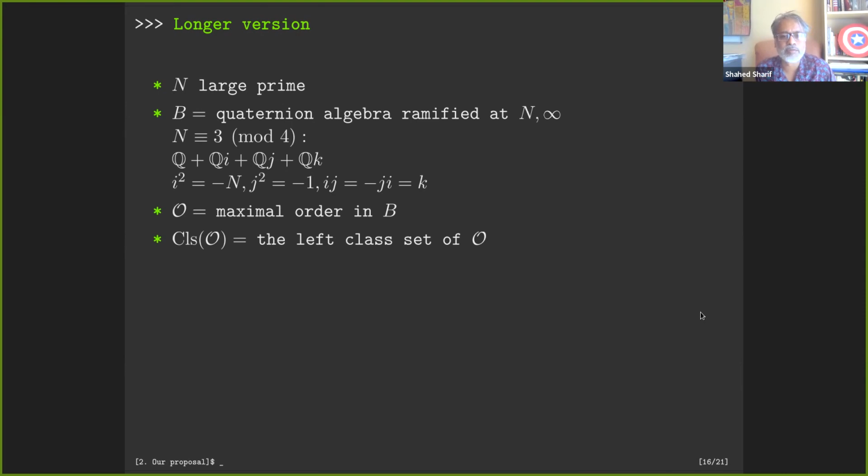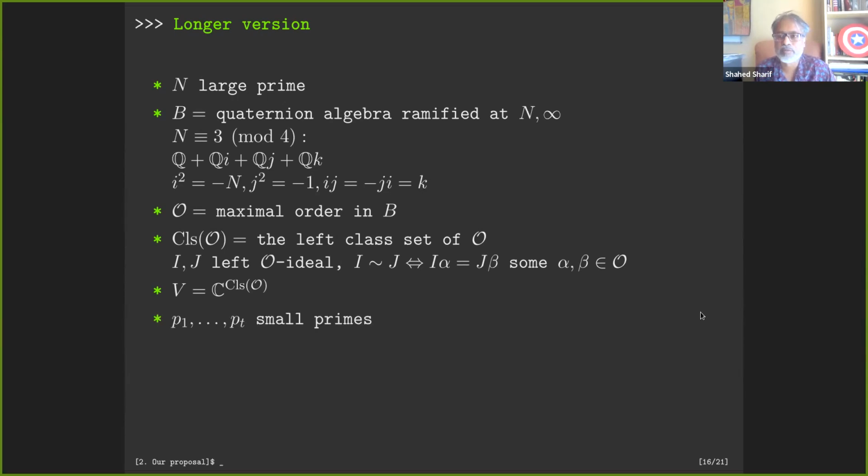And then CLS of O is the left class set of O. So this is like the class group, but because we're in a quaternion algebra, it's not going to be a group, it'll just be a set. So it's just going to be the set of left ideals of O under essentially the equivalence that you would think it would be for class groups, except we only allow multiplication on the right to give equivalence. V is going to be the vector space whose basis elements are exactly the ideal classes in the class set. And then we're going to pick a set of T small primes, p_1 through p_T.